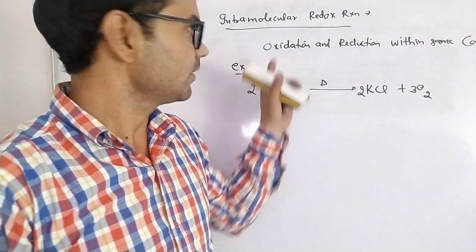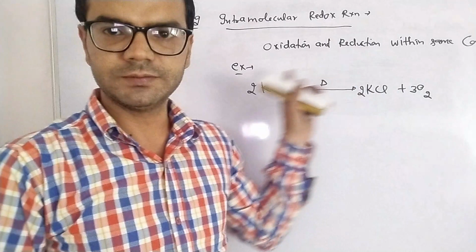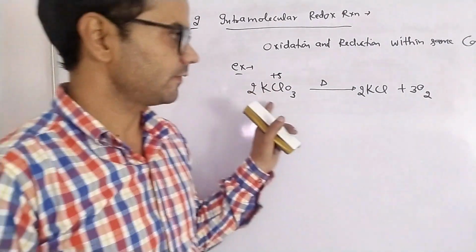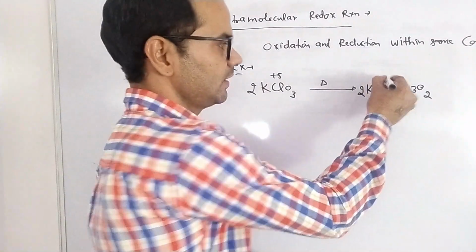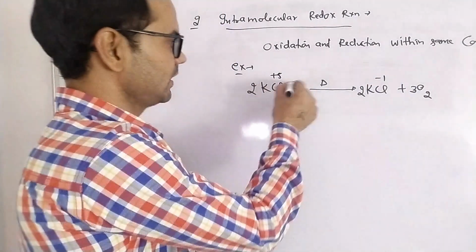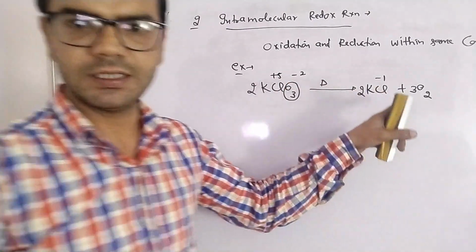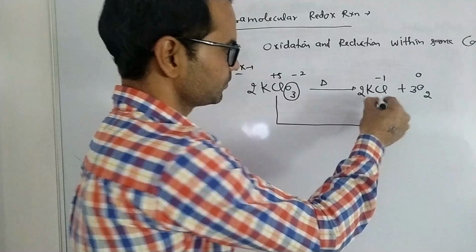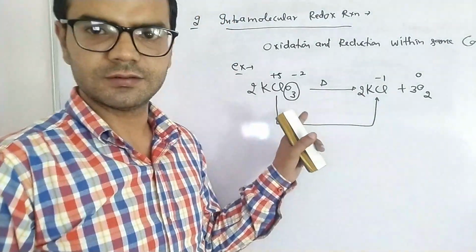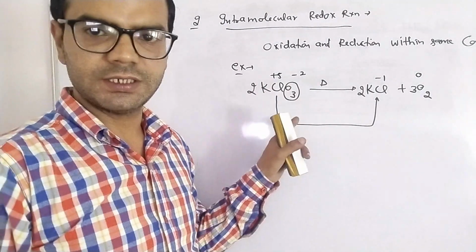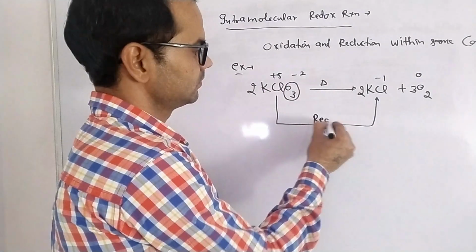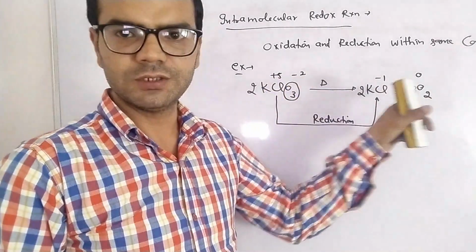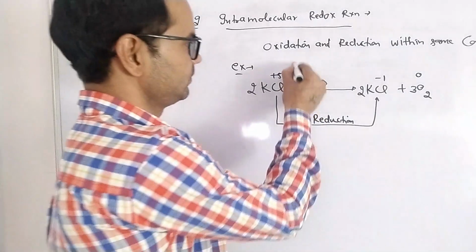Now, let us understand if there is oxidation and reduction within the same compound. Here the charge of chlorine is +5 and here is -1. The charge of oxygen here is -2, but here is 0. So from +5 to -1, this is a decrease in oxidation number, this is reduction. But from -2 to 0, increase in charge, that is oxidation.